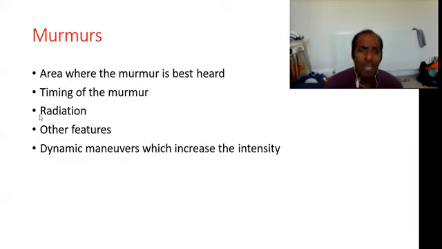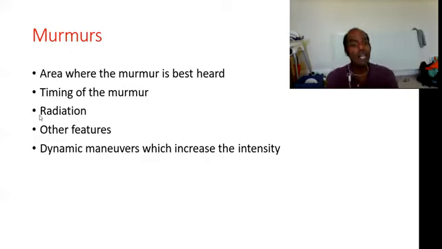And then finally, dynamic maneuvers which increase or decrease the intensity. Some murmurs, especially murmurs arising from the right heart, increase with inspiration because the venous return to the heart is increased. Okay. So inspiration, expiration, these are dynamic maneuvers. Valsalva maneuver is a dynamic maneuver. We don't usually do that. It has a use in a certain condition, but we don't often do that. Exercise can be a dynamic maneuver where sometimes some murmurs get louder when people exercise. So there are dynamic maneuvers which increase the intensity of murmurs.